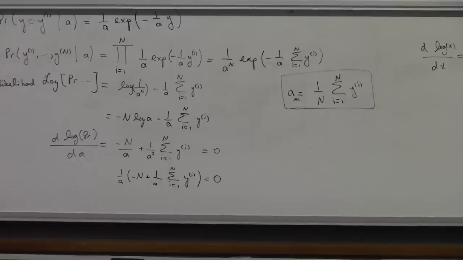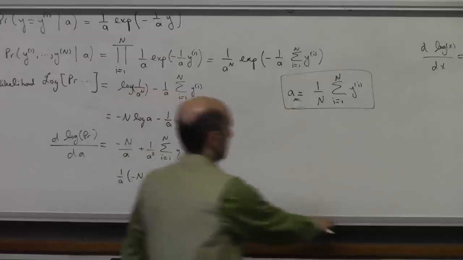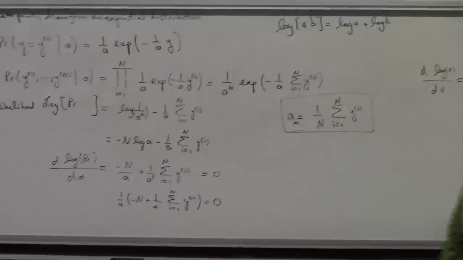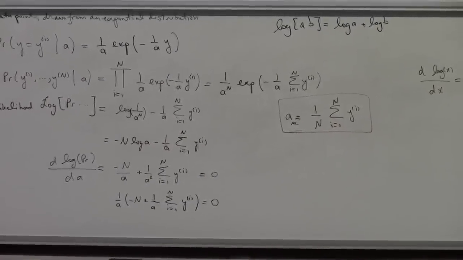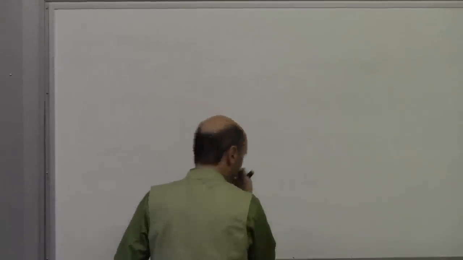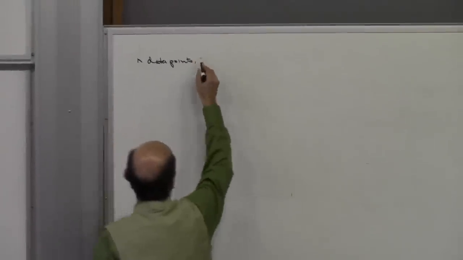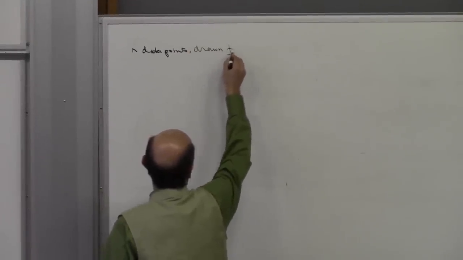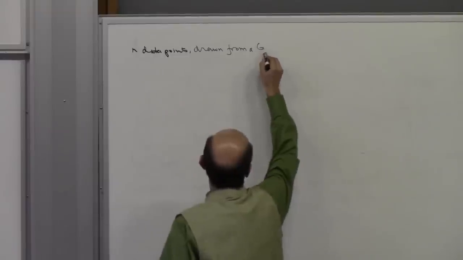Does this look all right? Okay, let's now do this for another problem. Say that what we have is a data set that's generated. So we have n data points drawn from a Gaussian distribution.